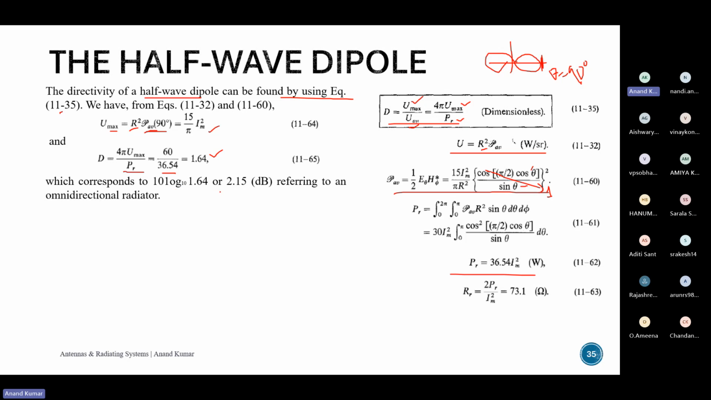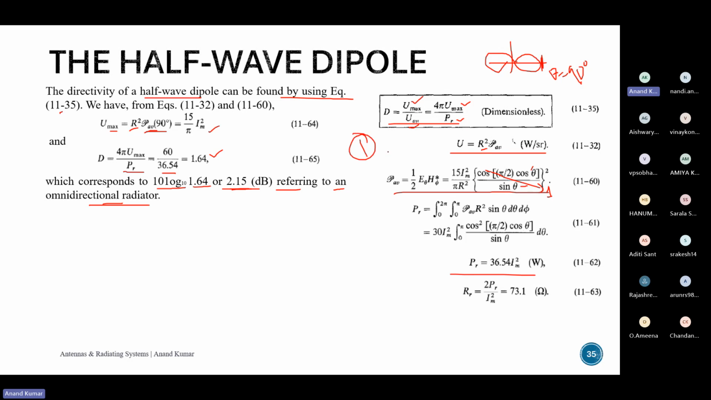And we saw in the previous classes that we usually write directivity in decibels, or the logarithmic scale. So 10 log 10 of 1.64 is 2.15 dB, referring to an omnidirectional radiator. So this means that it is 2.15 dB compared to an antenna which would radiate in all directions.